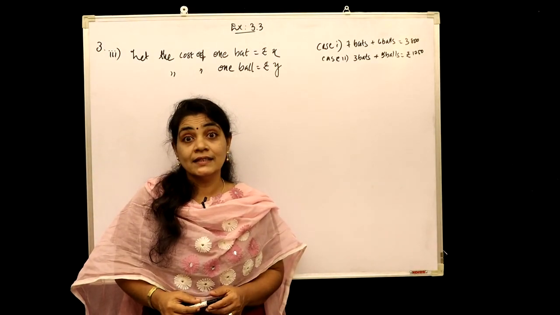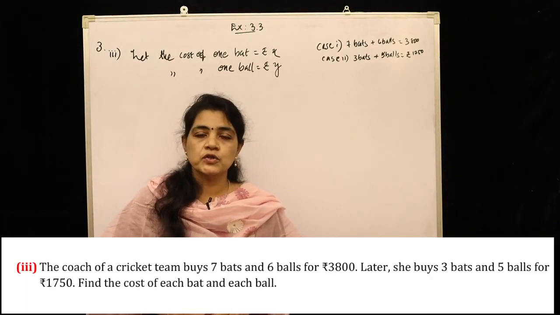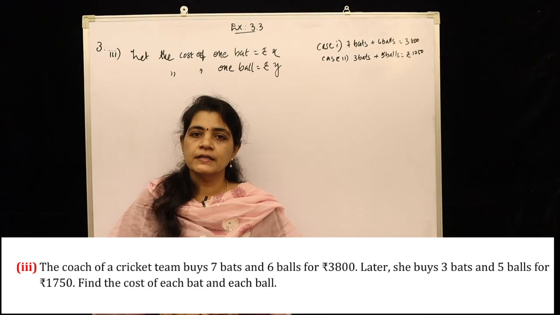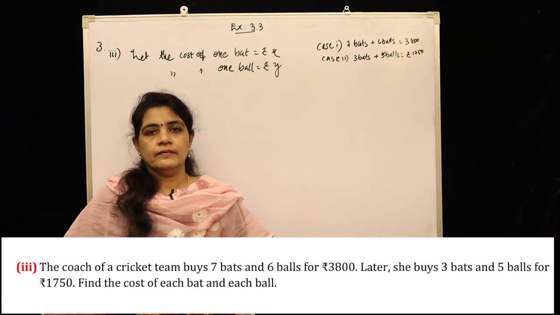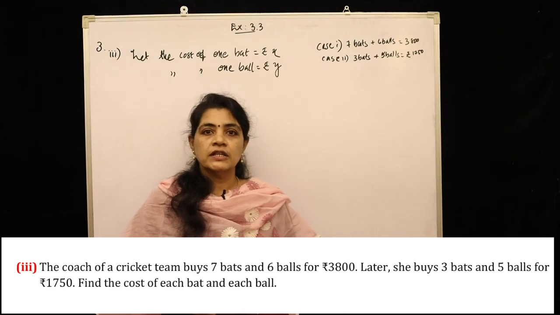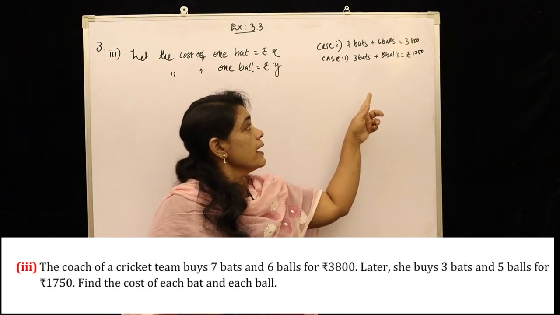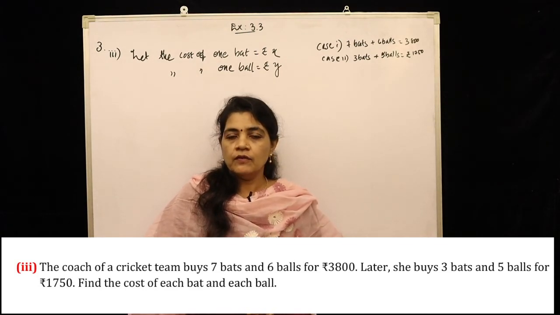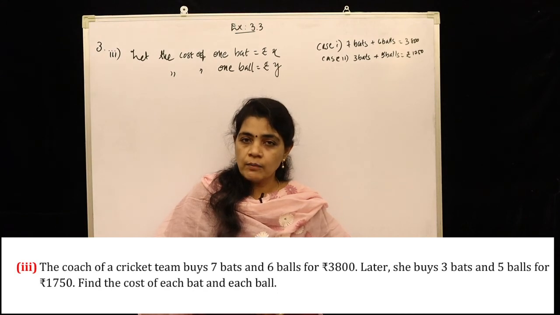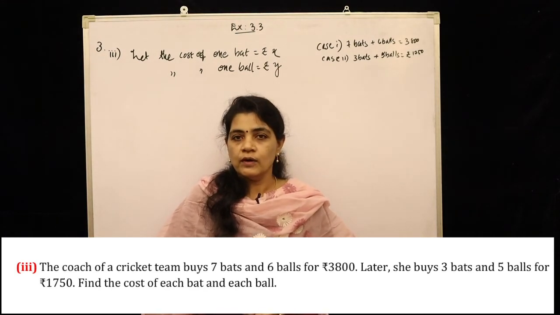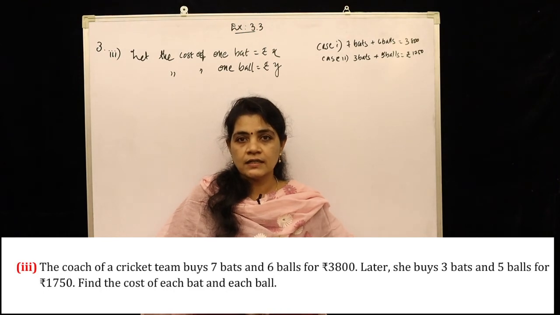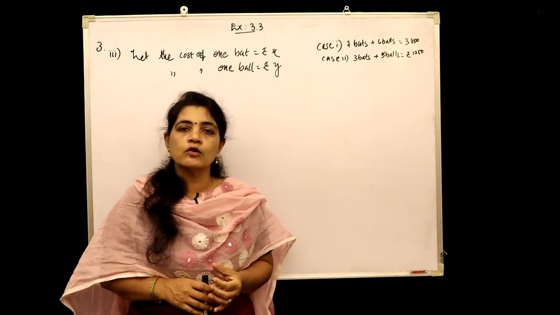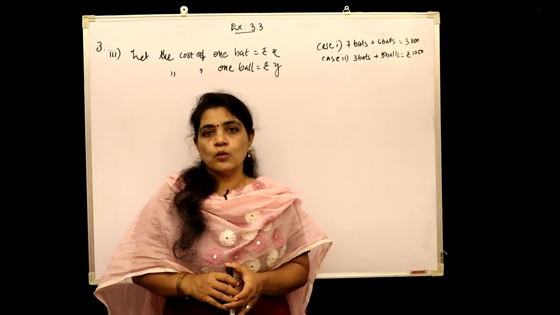Now we are solving the third question. Here the coach of a cricket team buys 7 bats and 6 balls for rupees 3,800. And in the next case, she has bought 3 bats and 5 balls for rupees 1,750. We have to find out the cost of 1 bat and the cost of 1 ball. So what is asked here? We need to find out the cost of 1 bat. So let it be rupees x, and the cost of 1 ball as rupees y.